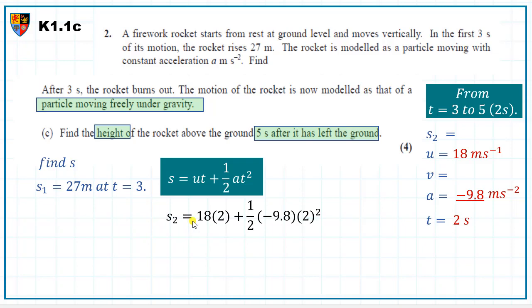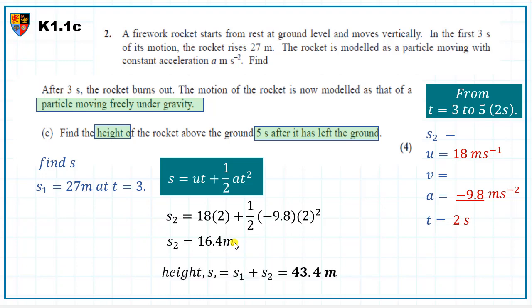Substituting into the equation, a is minus 9.8, t is 2, u is 18. And once we punch that into a calculator, you're going to get a distance of 16.4. 16.4 meters is what it's going to be. And that is not your final answer. Remember, we want the height of the rocket after the 5 seconds. This is how much displacement took place from 3 to 5 seconds.